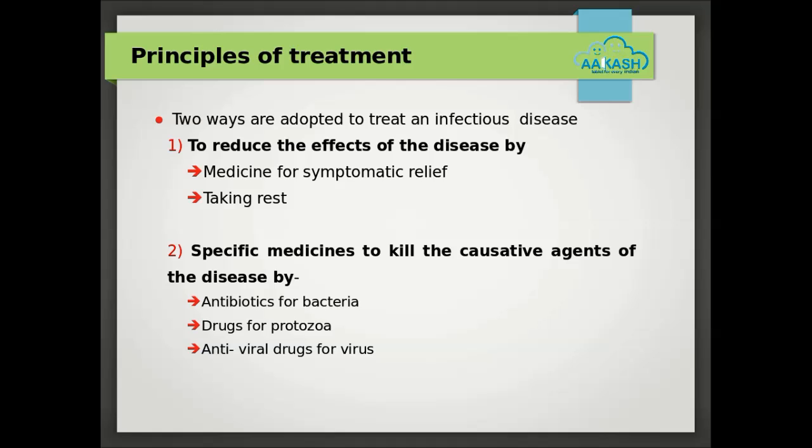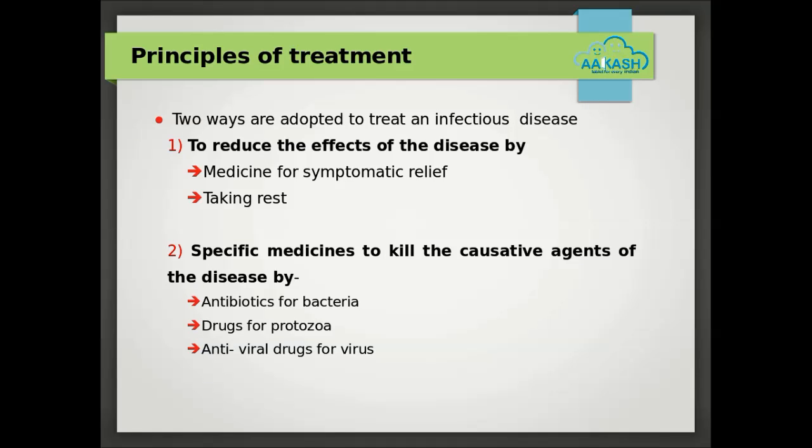Principles of treatment. Two ways are adopted to treat infectious diseases. 1. To reduce the effect of the disease by A. Medicines which are used to reduce the effects of the disease and provide relief from the symptoms. B. Taking rest. Complete rest during fever conserve the energy of the body to fight against the disease.